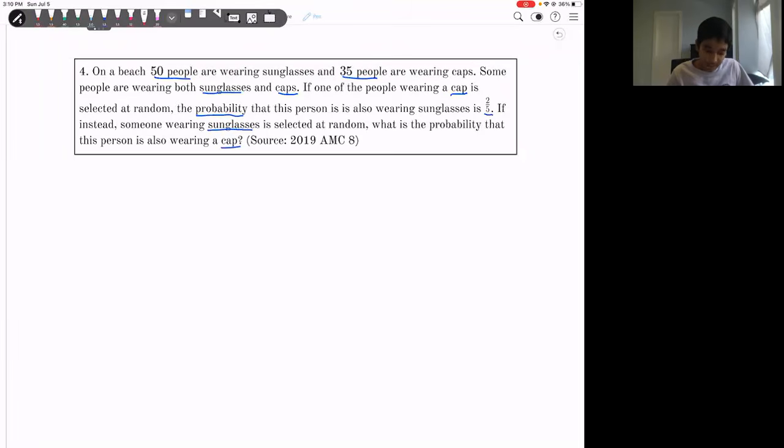We have a lot of information and we don't really know what to do with it. So let's first use our condition here that the probability is 2/5.